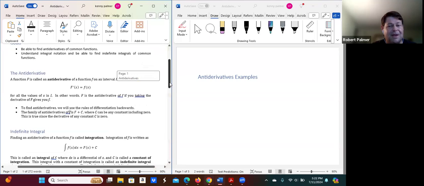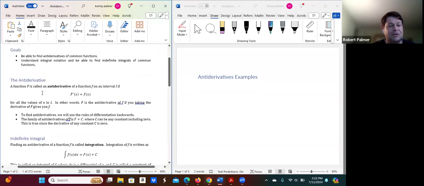So first, the antiderivative. It is kind of the way it sounds. You know how to take a derivative, you know what that means. Well, the antiderivative is the opposite of that. A function we're going to call capital F is called the antiderivative of another function, small f, on some interval, if you take the derivative of big F and you get small f. So we're doing the derivative in reverse.